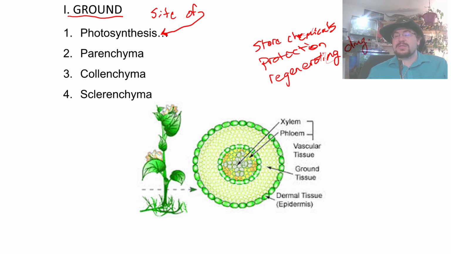Now, when we talk about ground tissue, we'll generally break it into three separate types. Parenchyma is the most common type of ground tissue. So parenchyma, the most common type of ground tissue. So these are where we find our photosynthetic cells. Primarily.